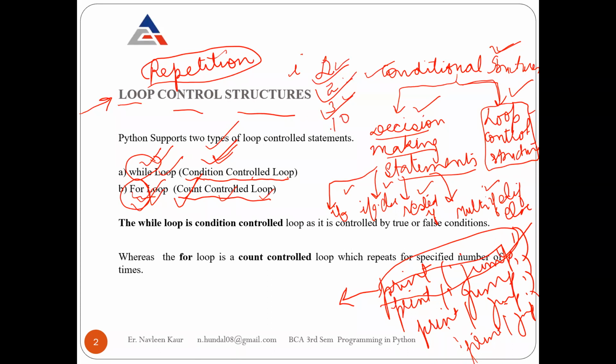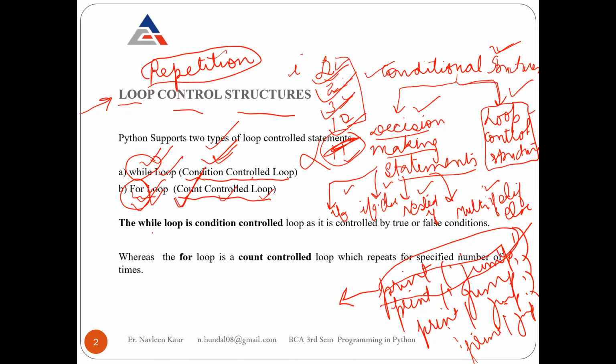So when the count becomes 10, it will execute the last time, and when the count becomes 11, it will think, okay, now I have already run the statement 10 times. This 11th time, I do not have to run the statements. I have to stop here. It means this count is going to decide when your loop will work and when your loop will stop. So that's why your for loop is a count controlled loop.